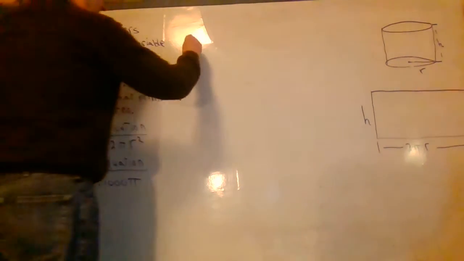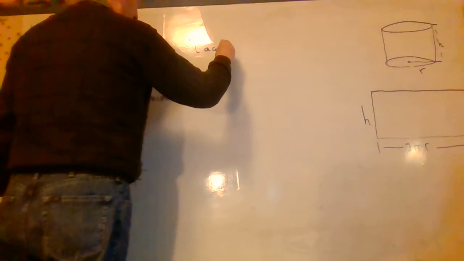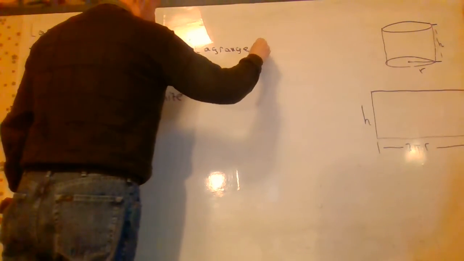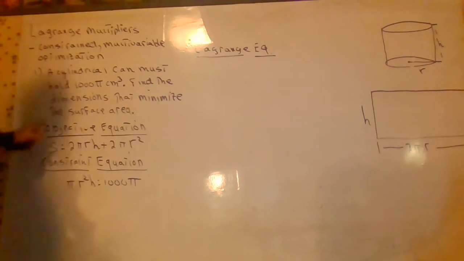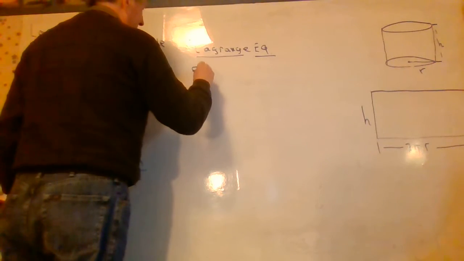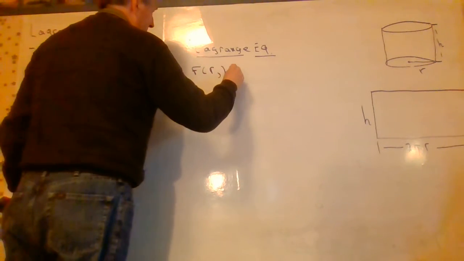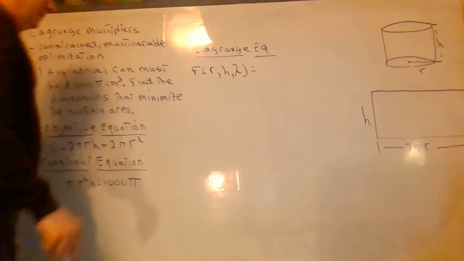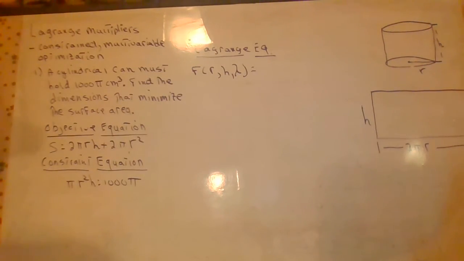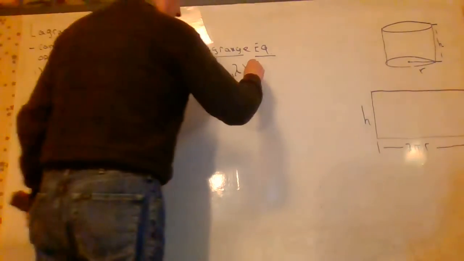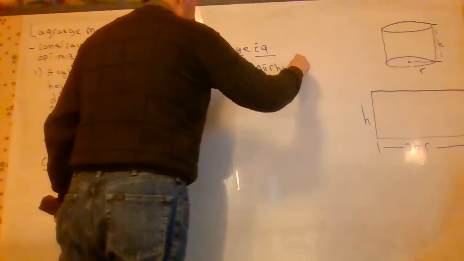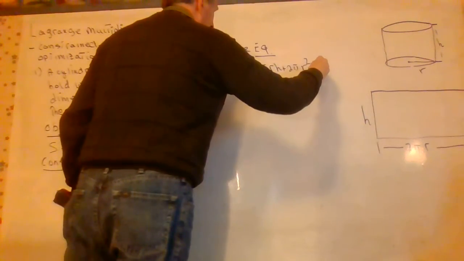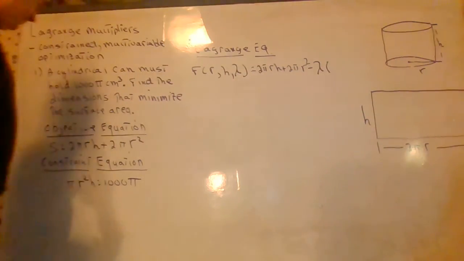Next, we want to build something called the Lagrange equation. We're going to build a function. I'll call it f of r, h, lambda. Lambda is going to be a dummy variable that we insert into our equation. Well, we start with the objective equation, 2 pi rh plus 2 pi r squared minus lambda times the constraint.